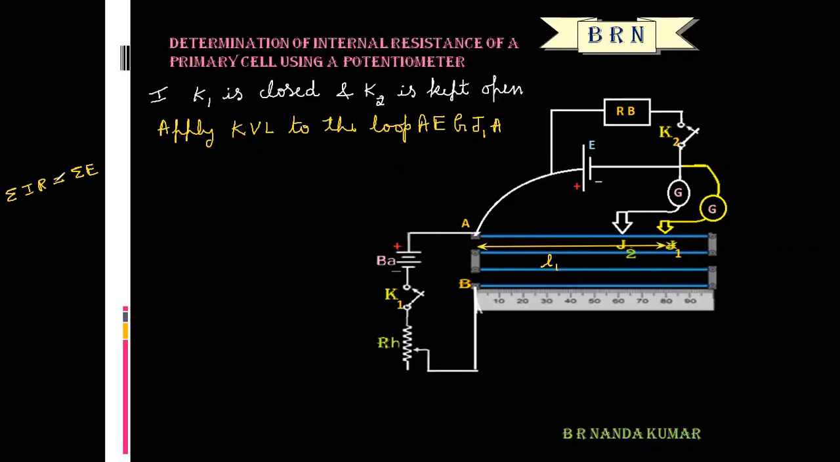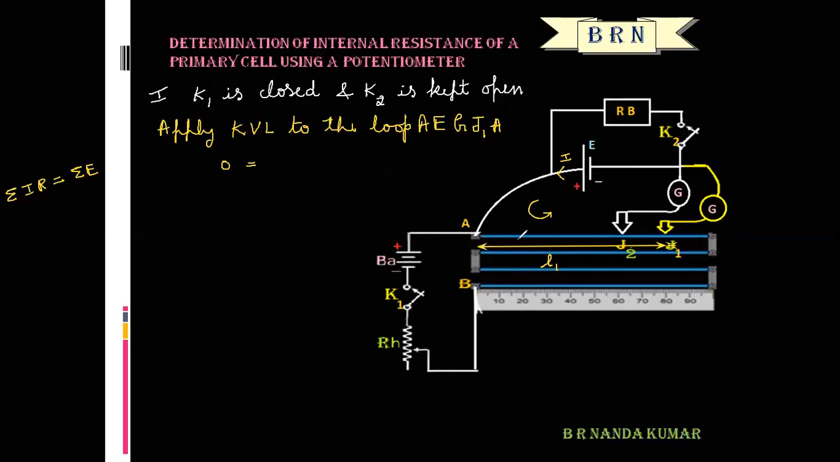Here the algebraic sum of the product of current and resistance is 0, because in this loop there is no resistance. The current is always drawn from the positive terminal of the cell. This is I, and this is anti-clockwise EMF. So the wire of the potentiometer acts as a source of variable voltage.